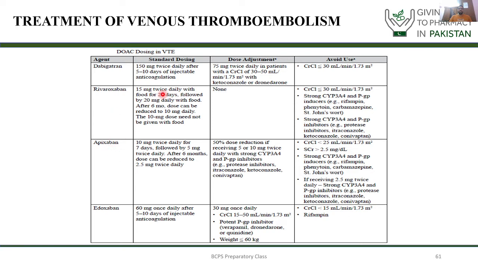Rivaroxaban and apixaban are used as monotherapy. Rivaroxaban, they started with 15 milligram twice daily for 21 days, then 20 milligram once daily for 6 months, then they reduced to 10 milligram once daily. Similarly, apixaban 10 milligram twice daily for 7 days, 5 milligram twice daily for 6 months, then they reduced to 2.5 milligram twice daily. And they also use adjusted doses with different conditions, like if the patient has different clearance values, or the patient was using a strong inhibitor or inducer of cytochrome P450, so they adjust the dose accordingly.